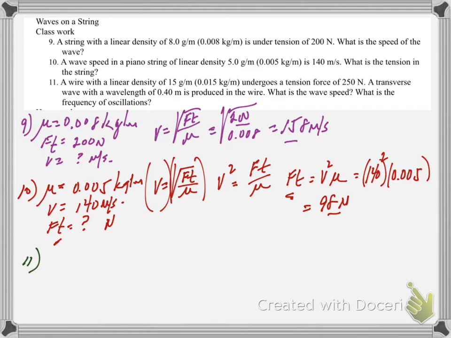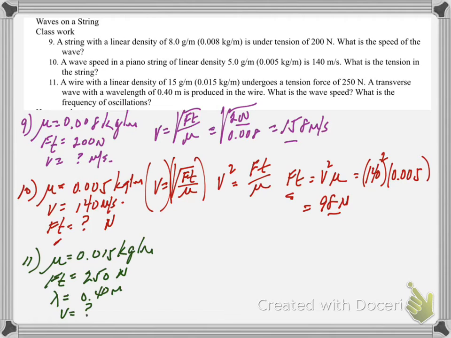A wire with a linear density, that's mu, 0.015 kilograms per meter, undergoes a tension force, so they're giving us the tension force of 250 newtons. A transverse wave with a wavelength of 0.40 meters is produced in the wire. What is the wave speed? And what is the frequency? Bunch of questions here.